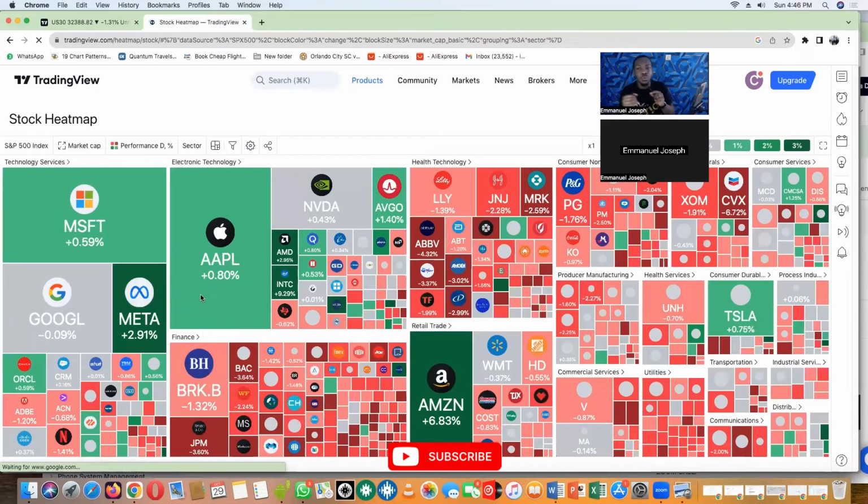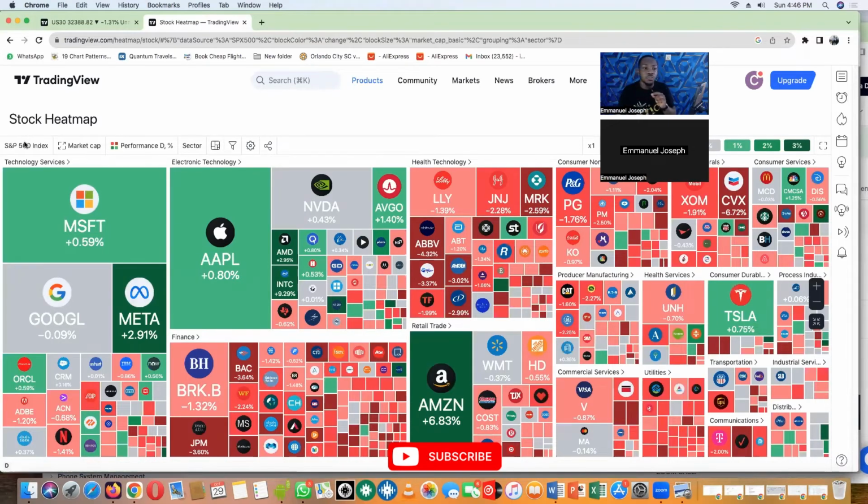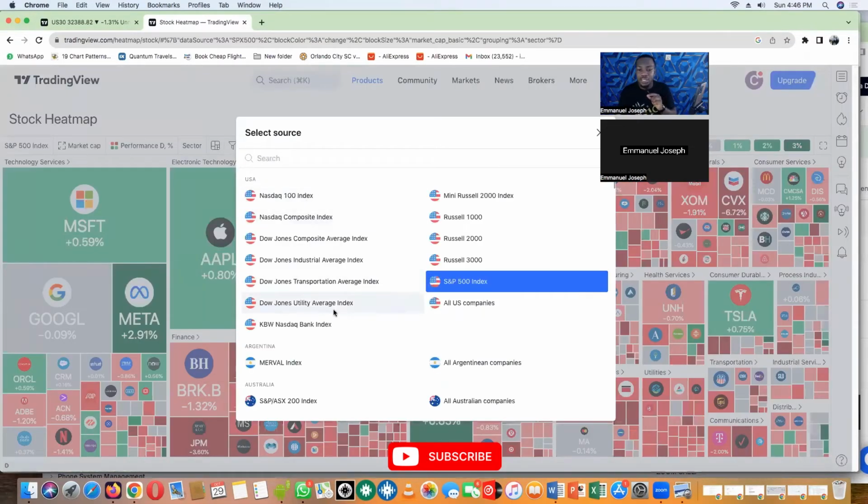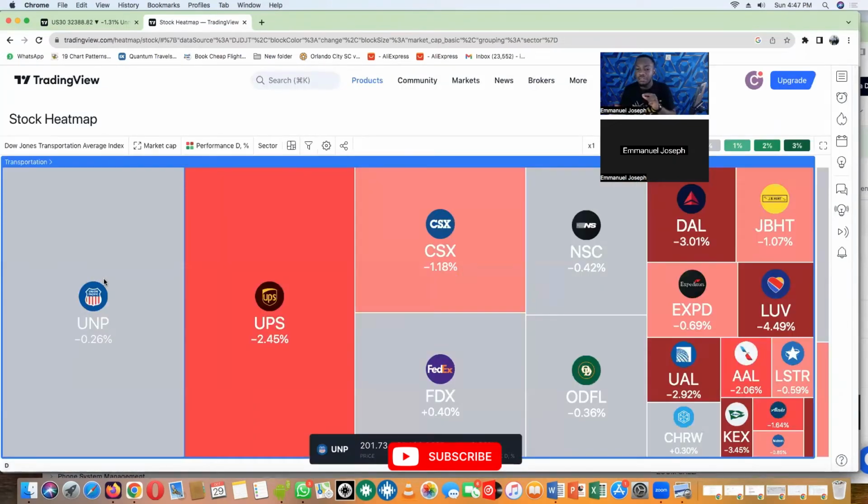So for example, let's say you want to trade the US30. You first of all come and you say Dow Jones average index. Now, what are you noticing in the heat map? Everything on the heat map is red. This is telling me that, listen, we are on a downward trend, generally speaking, right?